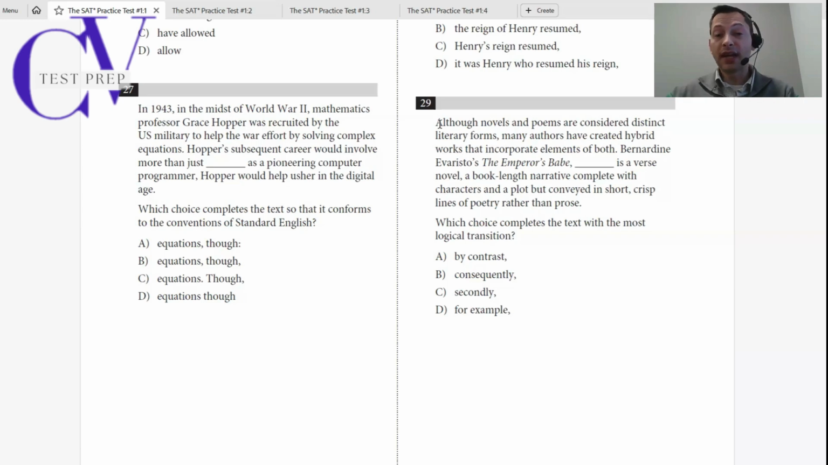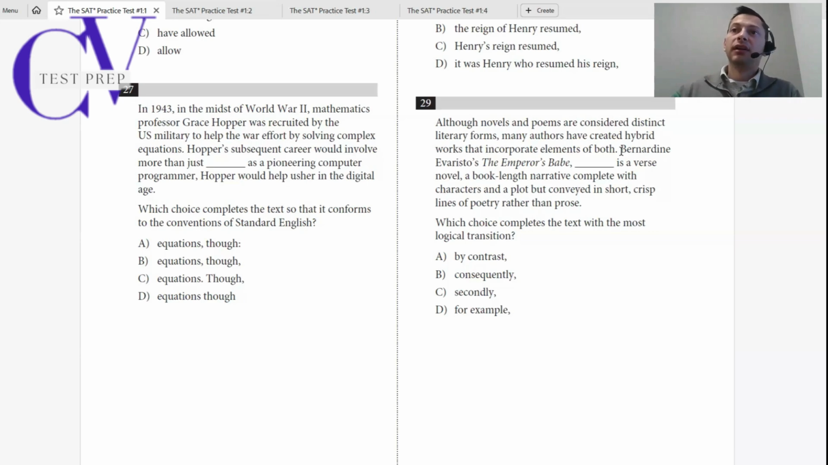So let's try and do exactly what we discussed. You'll read the first sentence, you'll understand the first sentence, you'll read the second sentence, you'll understand the second sentence, and then let's see what the relationship is. Although novels and poems are considered distinct literary forms, many authors have created hybrid works that incorporate elements of both. So what is it saying? Although novels and poems are considered distinct literary forms, so you think of them as two different things, many authors have created hybrid works that combine both elements.